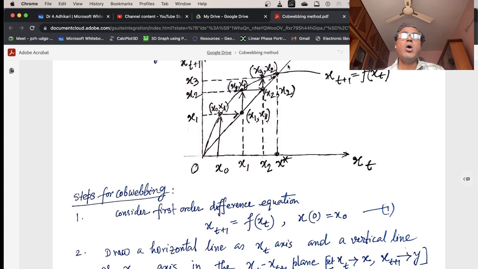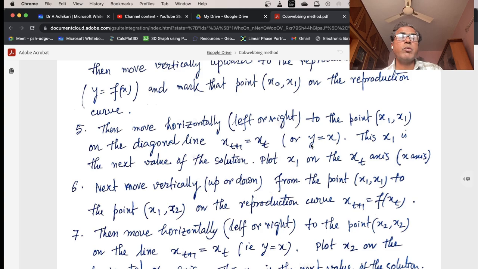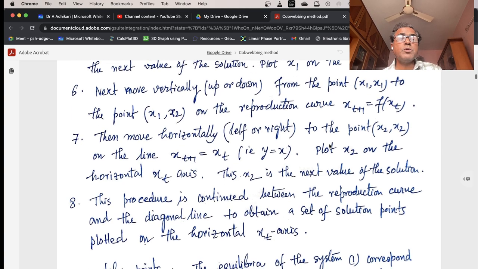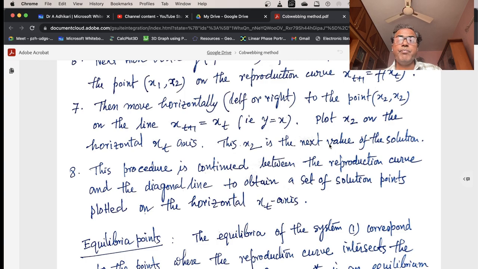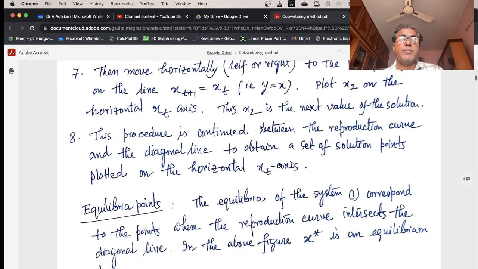Ultimately we see whether the path goes to the equilibrium point, that is, whether it converges or diverges far away from the equilibrium point. So move horizontally, left to right, to the diagonal line xt plus 1 equal to xt, that is y equal to x. This procedure of going horizontally, then vertically, then again horizontally is continued between the reproduction curve y equal to f(x) and the diagonal line y equal to x to obtain a set of solution points plotted on the xt axis. So x0 is the initial approximation, then the first approximation x1, second approximation x2, and so on, the approximation of the solution.